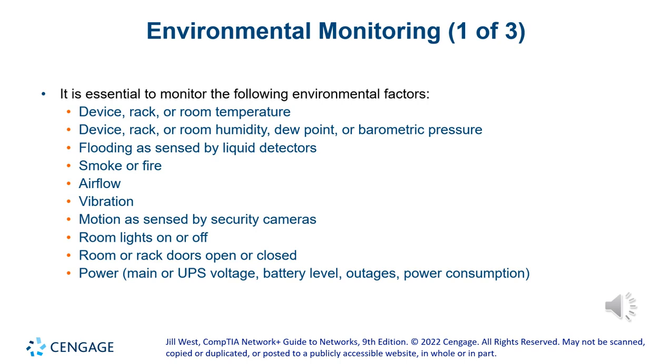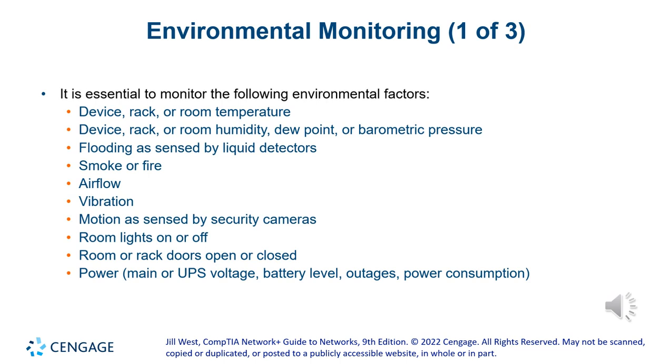So one of these monitors is environmental. Environmental is very important. You've got to check the temperature on your device or your rack or the room temperature, and also pressure and humidity. There's a lot of things that you can measure there. If you have a raised floor, you also have to have some flooding sensors. Or if you have an area that is prone to flooding, then you want to make sure that equipment is safe. Smoke and fire, of course, and airflow, just make sure that there's proper cooling in the area.